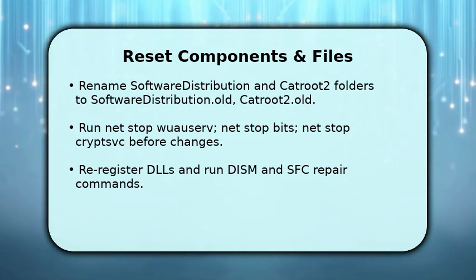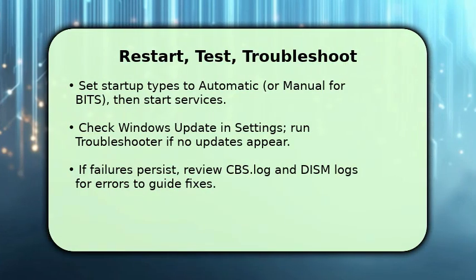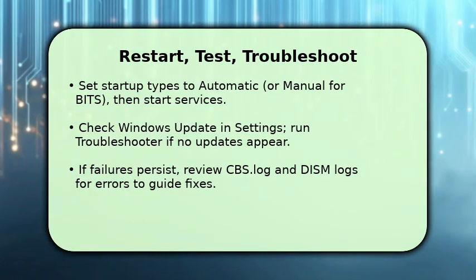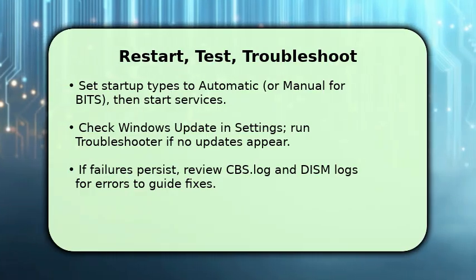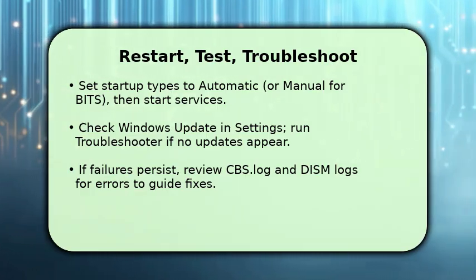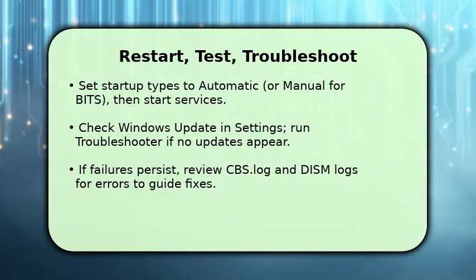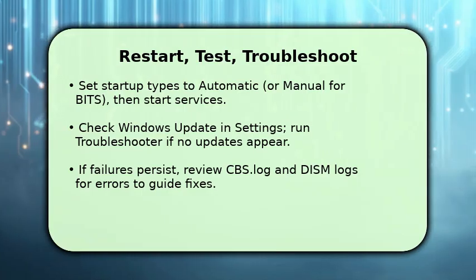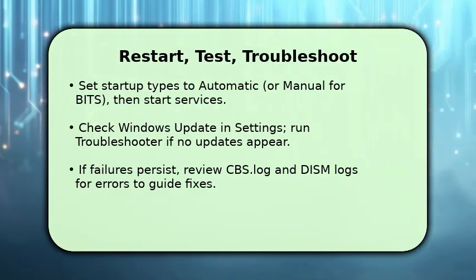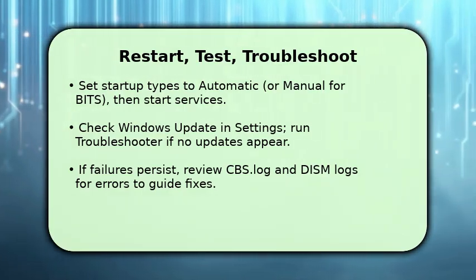Now start the services you stopped and restore recommended startup types, setting Windows Update to automatic and BITS to automatic or manual as required. Then open Settings, Update and Security, and check for updates. This triggers a fresh download using rebuilt folders. If updates still fail, run the built-in Windows Update troubleshooter to capture common issues.